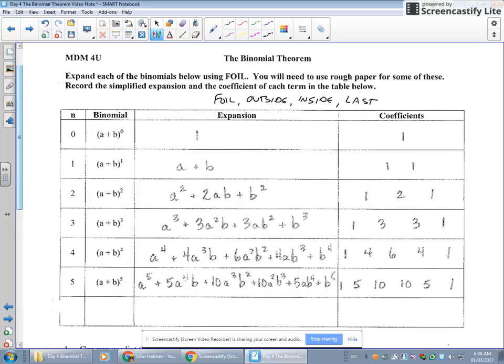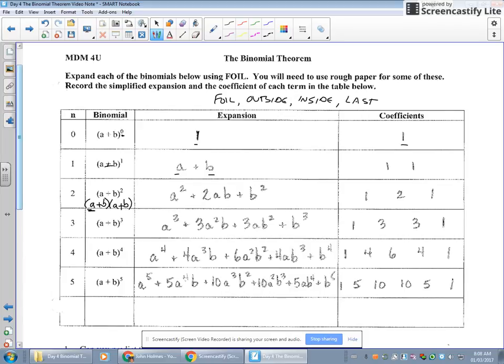In this particular case, first of all, anything to the power of 0 is just 1. So the coefficient is, of course, 1. When I have a plus b to the power of 1, that is simply a plus b. Here's where we're going to be using our FOIL. A plus b squared, remember, is the same as saying a plus b times a plus b.